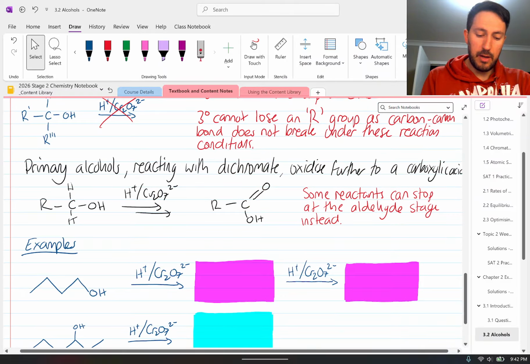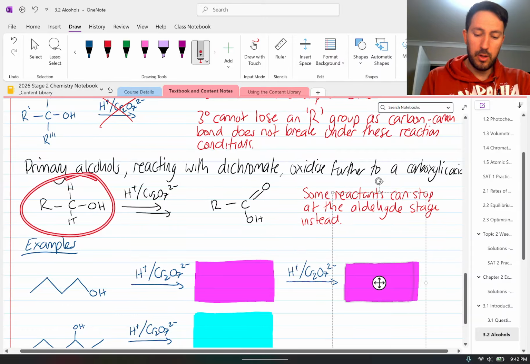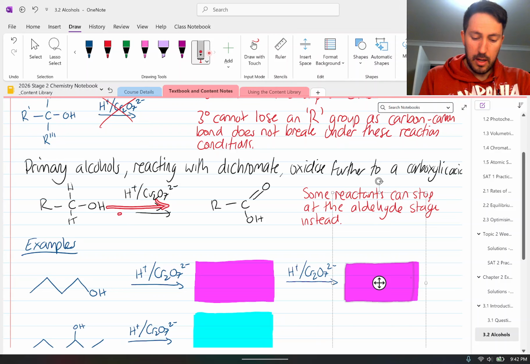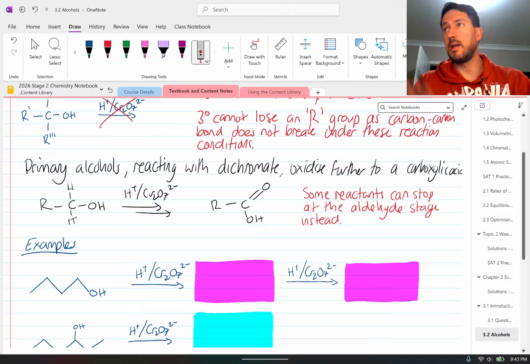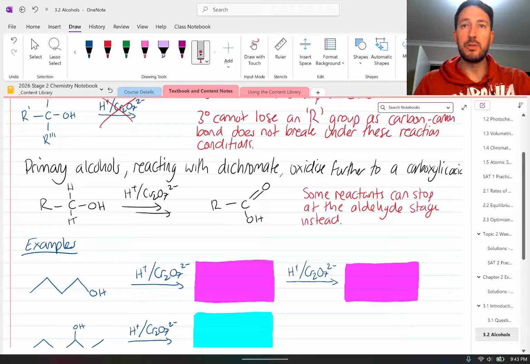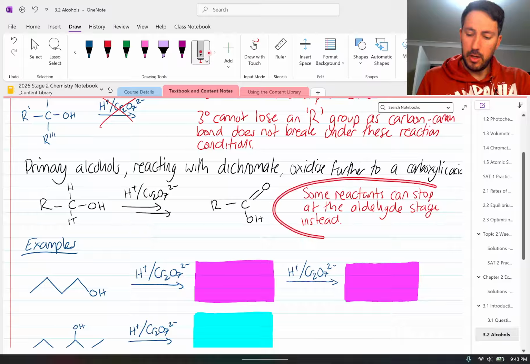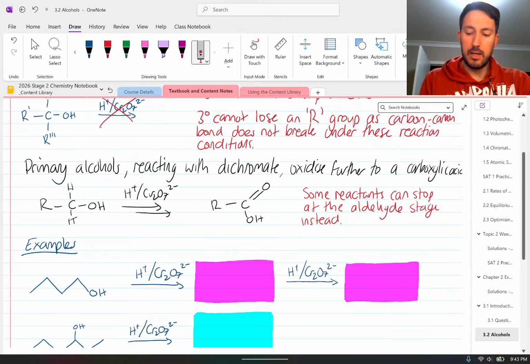So as I said here, if you take our primary alcohol and react it in 2 steps, so you oxidize it further, what you end up with is a carboxylic acid. This carboxylic acid is a functional group that we'll be covering later as well in 3.4. But yes, sometimes our reactions will stop at an aldehyde, sometimes they'll continue on through to a carboxylic acid. Again, it depends on the conditions. You don't have to know exactly, you just need to know that it can occur.